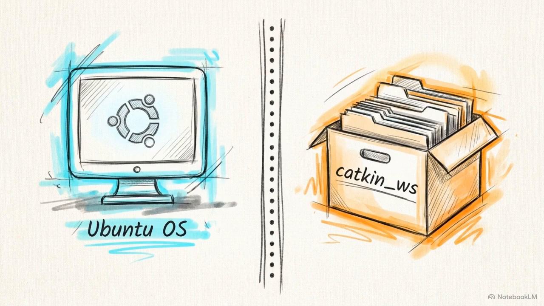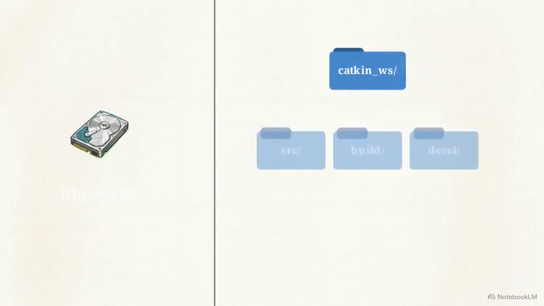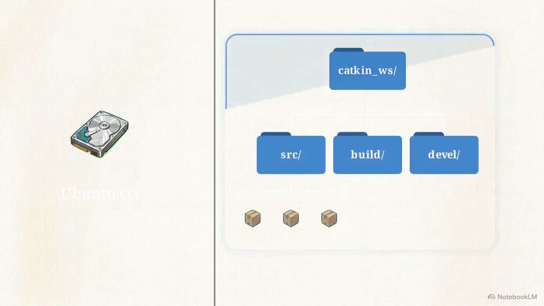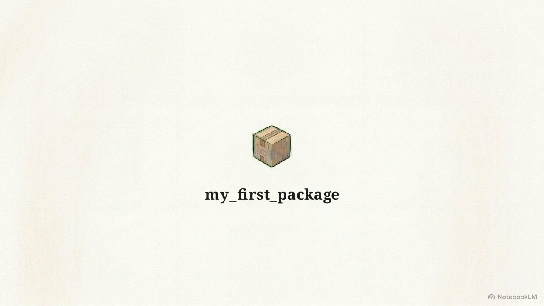Your workspace is now an isolated sandbox. It protects your main operating system while giving ROS the exact folder structure it needs to compile your custom packages. Now we can structure the code. In your src folder, use catkin_create_pkg to build your new package.